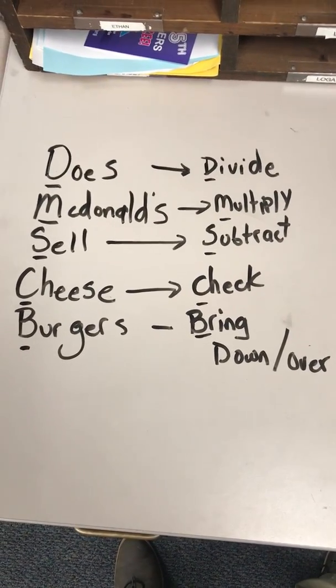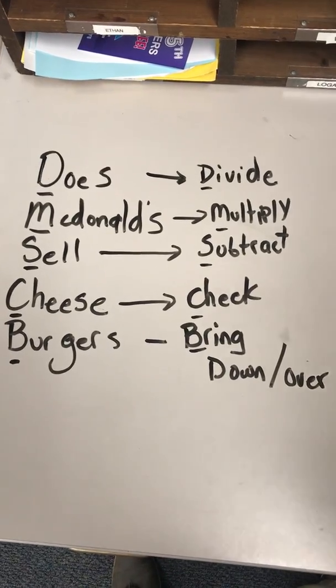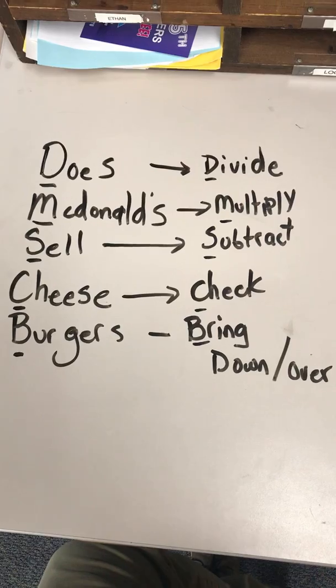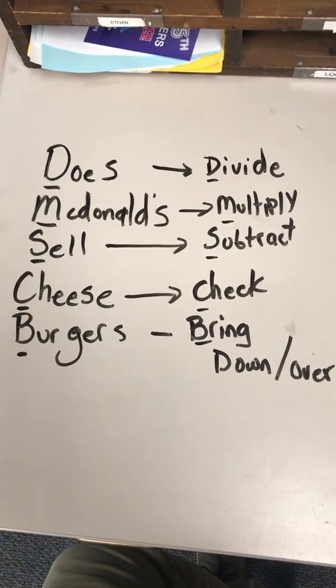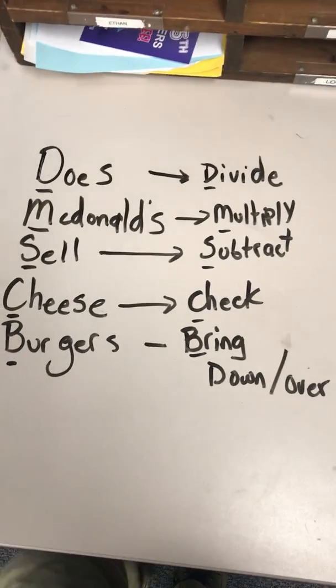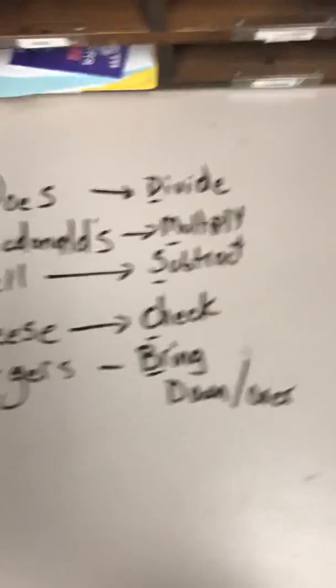Does McDonald's sell cheeseburgers? Which is divide, multiply, subtract, check, bring down or bring over depending on the method that we're going to use. The method that we're going to use today is called the place value method or expanded notation method. I just wanted to show you an example for homework or questions.